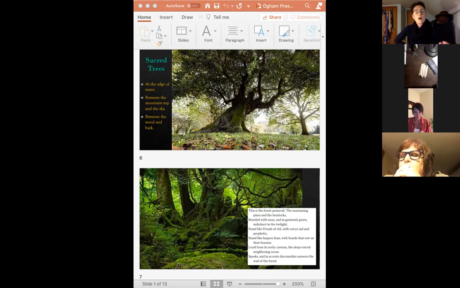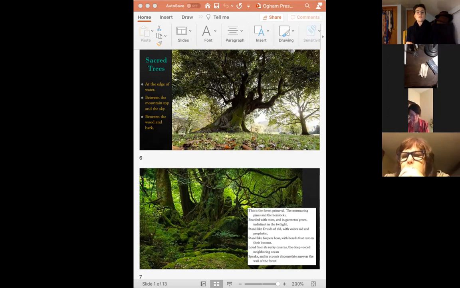So this is modern-ish, late 1800s, Henry Wadsworth Longfellow. But that was during a time of resurgence of connecting with the land, of naturalists looking both scientifically and spiritually at being outside. And it really seemed to fit with this.